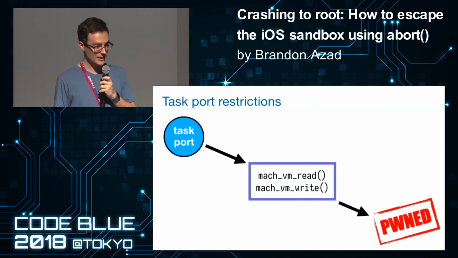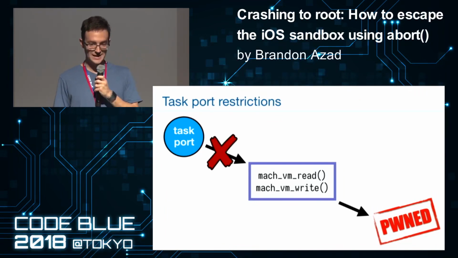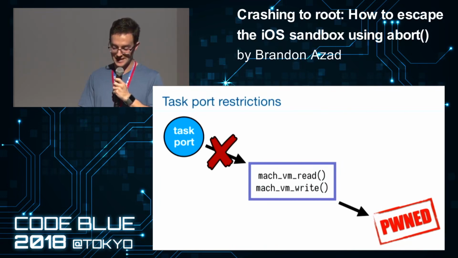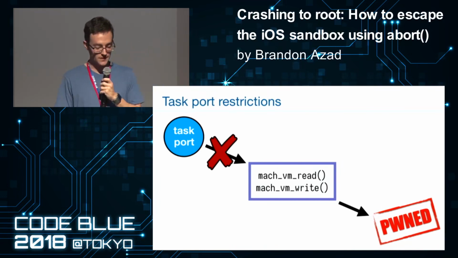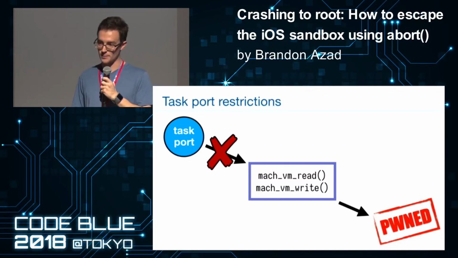If we go back to our diagram from earlier, Apple has effectively blocked us at this step. We can't use the task port that we've obtained with our exploit to call mockvm read or mockvm write, so we can't modify Druid's memory. Now, this seemed like a pretty robust mitigation, but I was way too far down the rabbit hole to give up here, so I started looking for a way to bypass it.